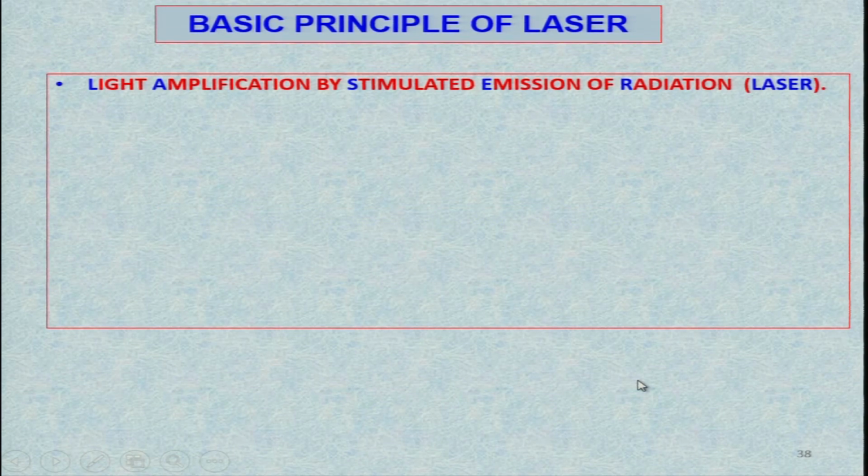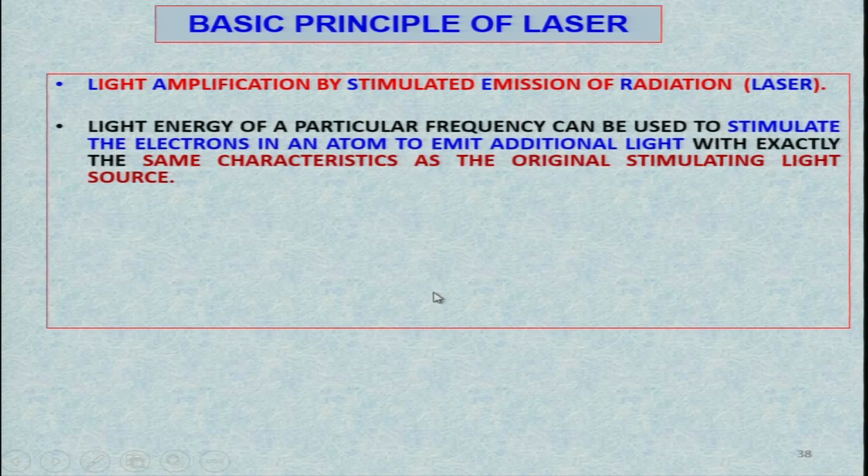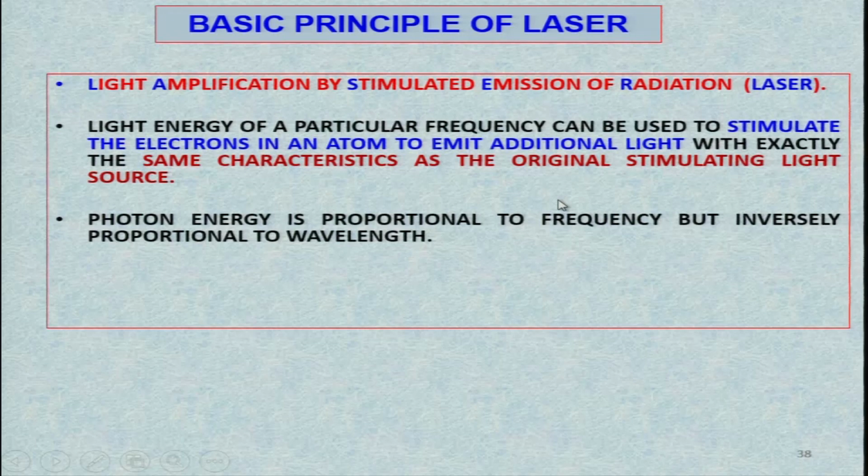The basic principle I will just tell you about the laser beam micromachining. Here the full form of laser is light amplification by stimulated emission of radiation, that is the laser. Light energy of a particular frequency can be used to stimulate the electrons in an atom to emit additional light with exactly the same characteristics as the original stimulating light or stimulating source.